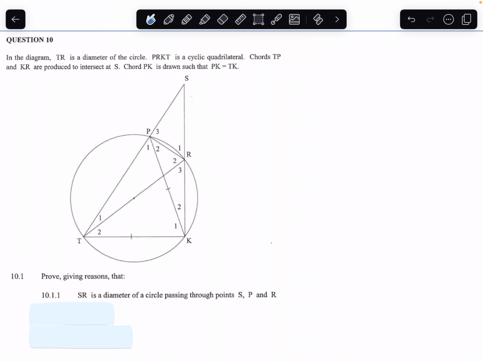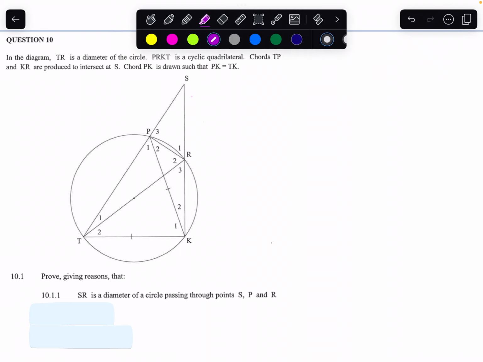Question 10. In the diagram, TR is the diameter of the circle. I'm going to begin by highlighting that. TR is this chord over here, and we are told that it is the diameter. TR passes through the center of the circle, in other words. Then we're told PRKT is a cyclic quad.